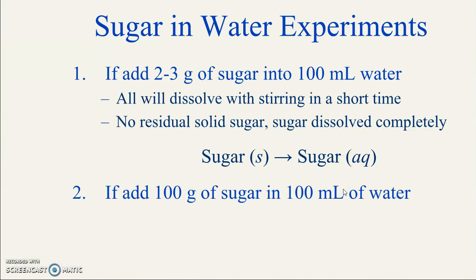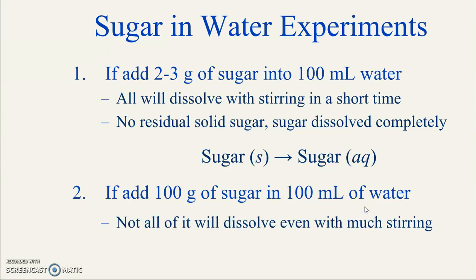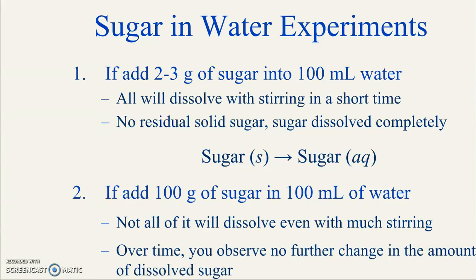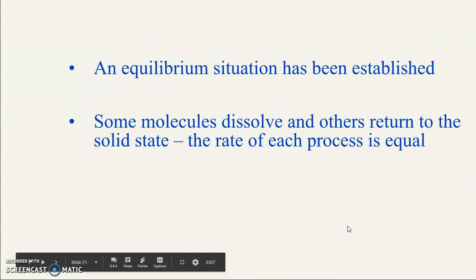If I add 100 grams of sugar in 100 mL of water, not all of it will dissolve, even with much stirring. I am not going to get all of that sugar to dissolve in there. So over time, you observe that no further change in the amount of dissolved sugar occurs. Eventually, the extra sugar is going to settle to the bottom and no more is going to dissolve. That's when I have reached equilibrium.